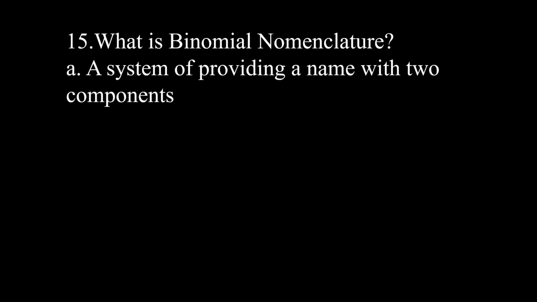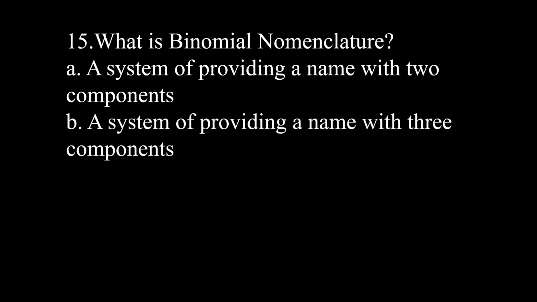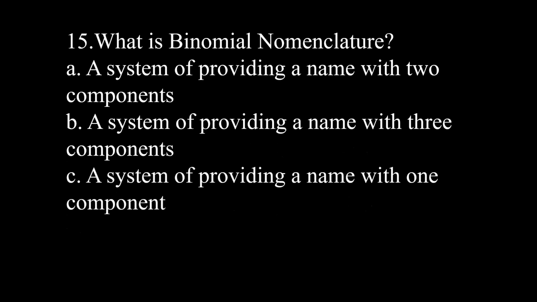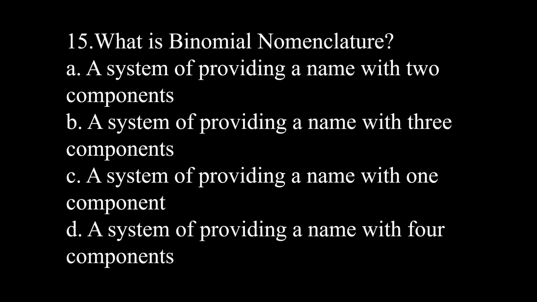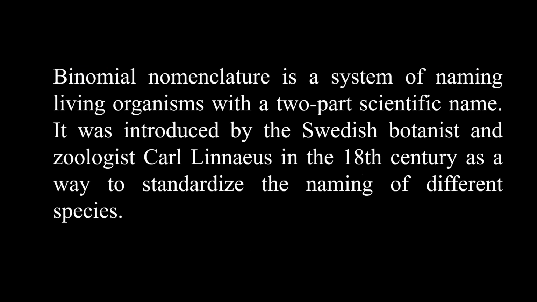What is binomial nomenclature? A. A system of providing a name with two components. B. A system of providing a name with three components. C. A system of providing a name with one component. D. A system of providing a name with four components. The correct answer is A. A system of providing a name with two components.